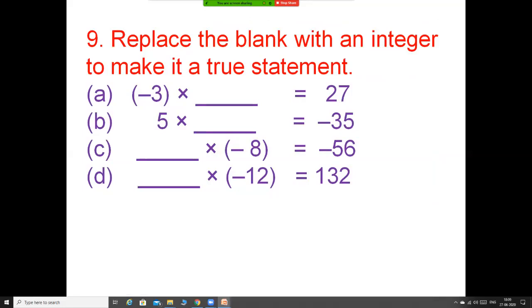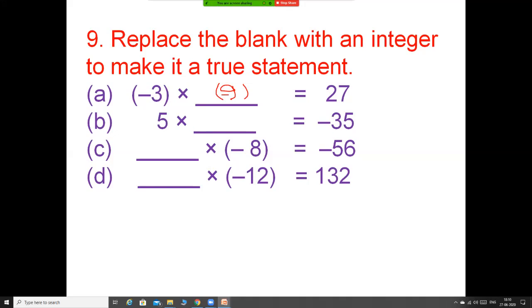Replace the blank with an integer to make it a true statement. This is question number 9. Part A. Minus 3 into what should we multiply here so that the answer is 27? I think this should be 9, because 9 into minus 3 equals minus 27. So this is wrong. What should we have? Minus 9. Only then minus times minus will be plus.